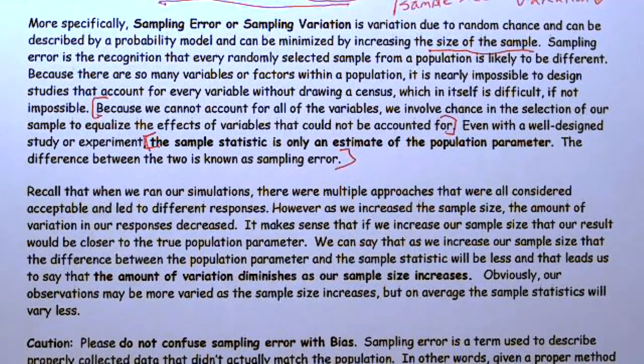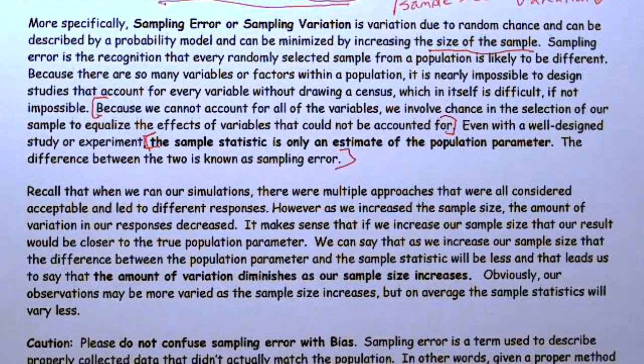Recall that when we ran our simulations, there were multiple approaches that were all considered acceptable and led to different responses. So you all may have run it differently than me and still receive full credit, which means we all had different answers. However, if we had increased the sample size, the amount of variation in our responses would have decreased. It makes sense that if we increase our sample size, our result would be closer to the true population parameter, because if we get closer and closer to actually conducting a census, surveying everyone, we should be getting closer to the population parameter.